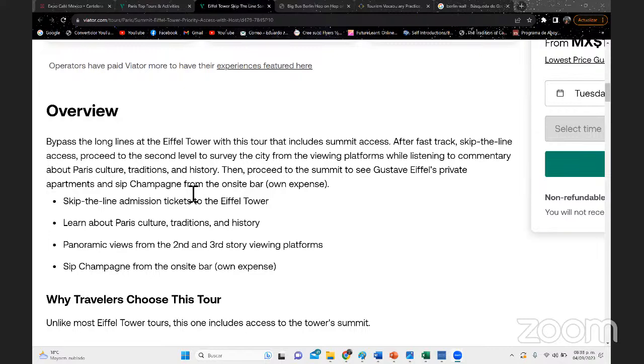Skip the line admission tickets to the Eiffel Tower. Learn about Paris culture, traditions, and history. Panoramic views from the second and third history viewing platforms. Sip champagne from the on-site bar on own expense. Mhm. Very well.